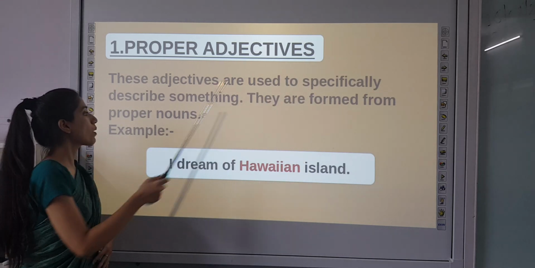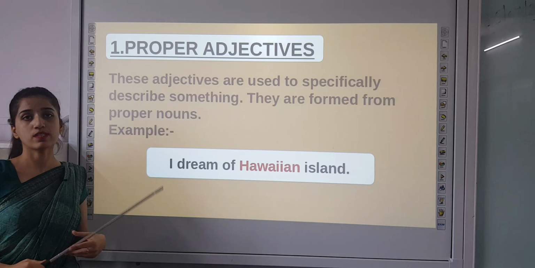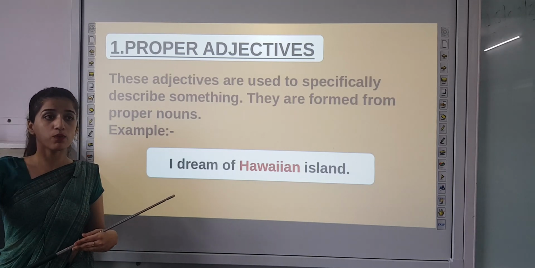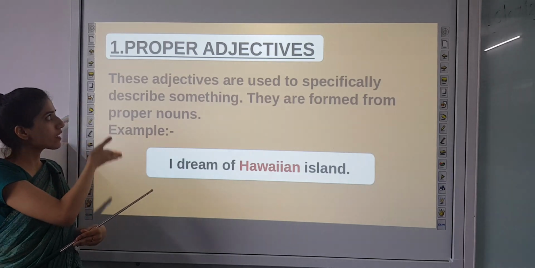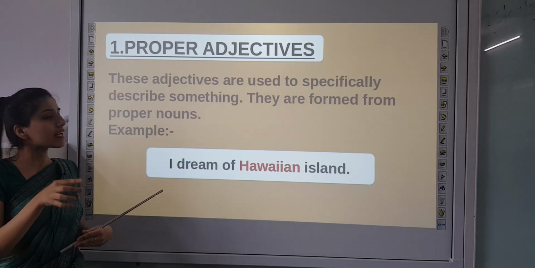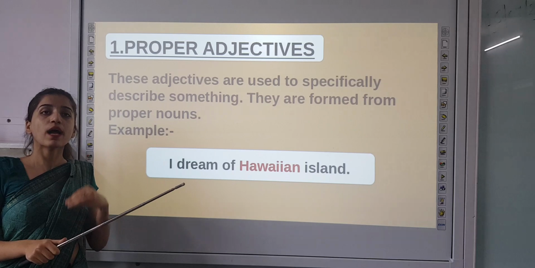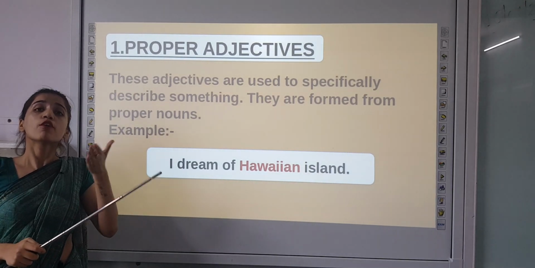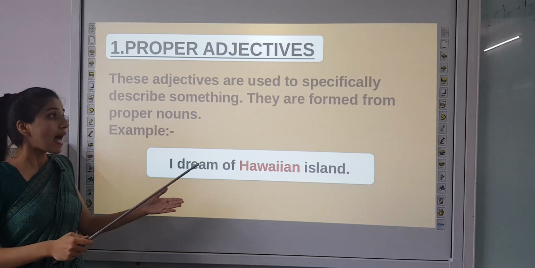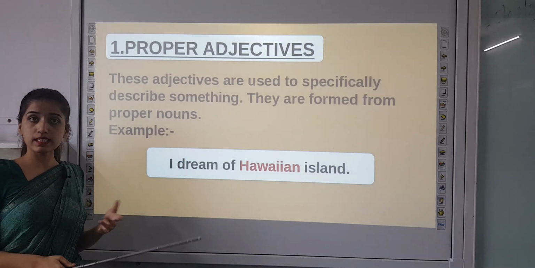They are formed from proper nouns. So as you have studied about nouns, about proper nouns, we are particularly talking about something. So here also we are particularly indicating or describing something about a noun. And these adjectives are from proper nouns only. How? Let's look at the example and understand.